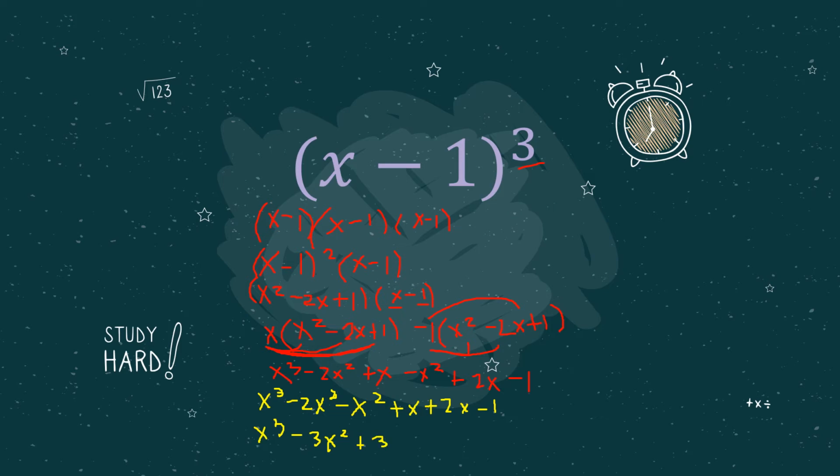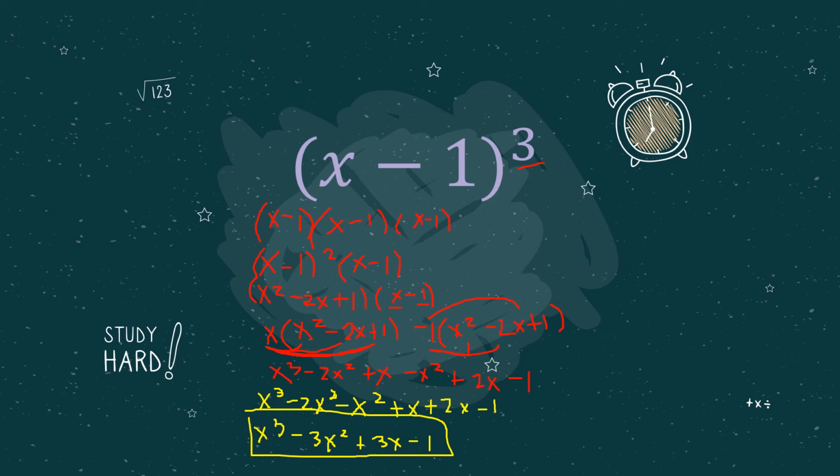And then you copy negative 1. So, meaning, the cube of x minus 1 is x cube minus 3x squared plus 3x minus 1. So, that is how you are going to simplify or to find the cube of the given binomial.